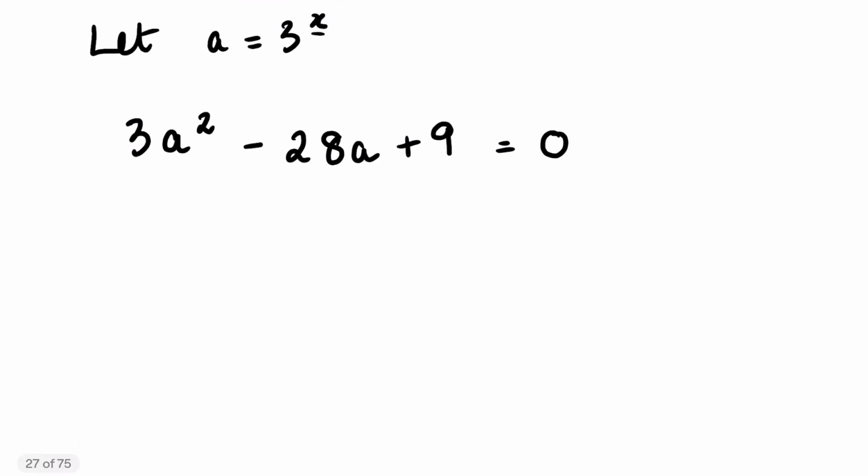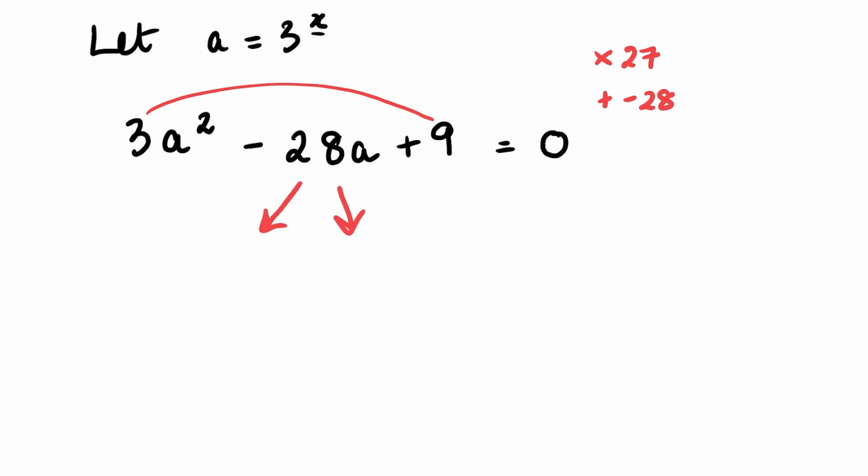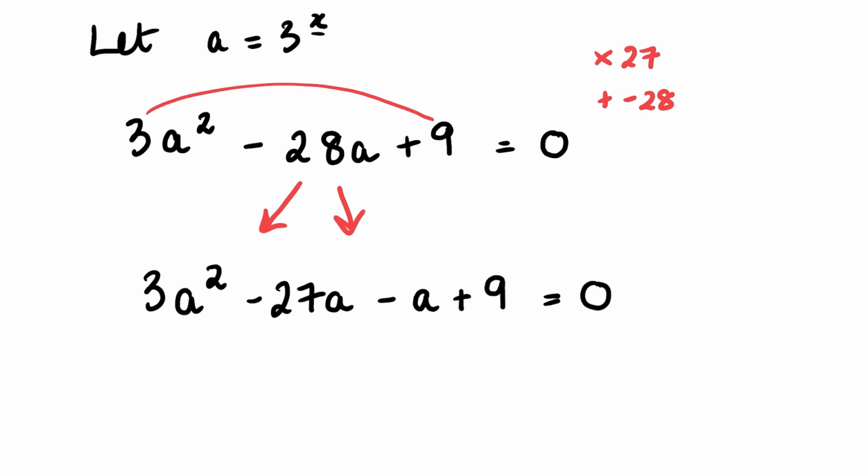Now for this one, we need to think of two numbers that multiply to give us 3 times 9. Remember, when it's a non-monic polynomial, that needs to add to negative 28. So I'm thinking negative 27 and negative 1. That's the only way we're really going to get to negative 28. Because it's non-monic, we do need to split the middle term. So we'll have 3a squared minus 27a minus 1a plus 9 is equal to 0.